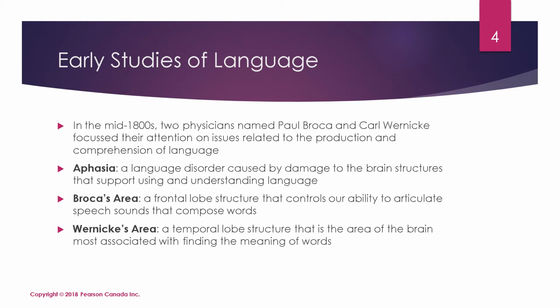So if you remember, Paul Broca discovered an area in the frontal lobe, which he termed Broca's area, and it basically controls our ability to articulate speech sounds that compose words. So it's involved in the production of language. Karl Wernicke, on the other hand, found an area in the temporal lobe, which he termed Wernicke's area, and this is the area of the brain most associated with finding the meaning of words. So Broca's area is more involved with speech production, whereas Wernicke's area is more involved with speech comprehension, so understanding speech.